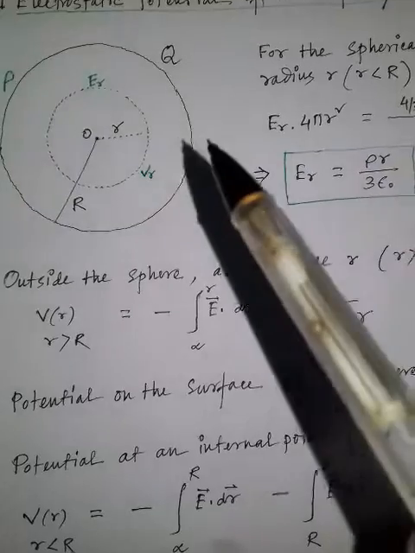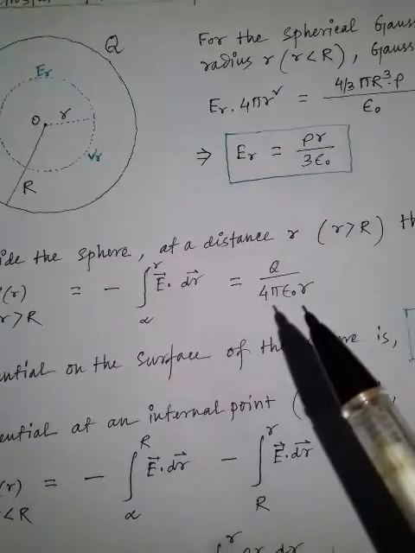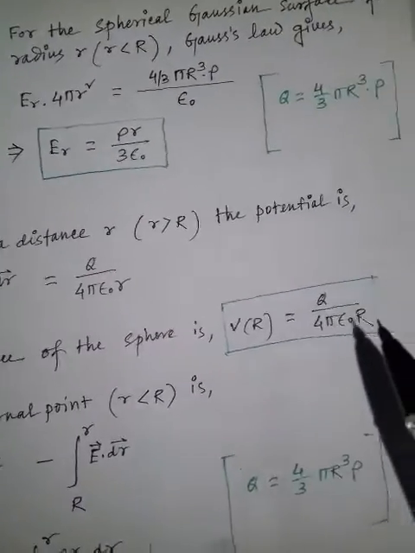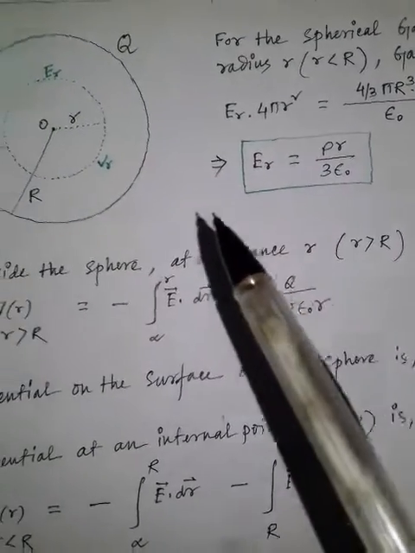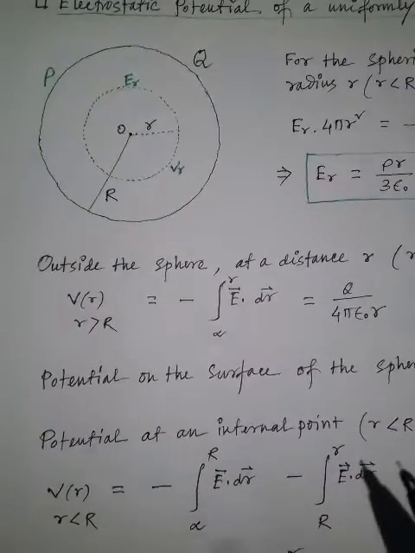So the potential on the surface would be Q by 4 pi epsilon naught capital R. We just have to replace this small r by the capital R.